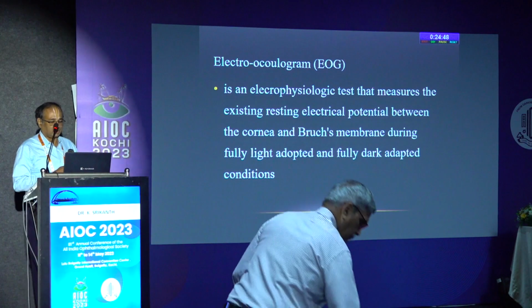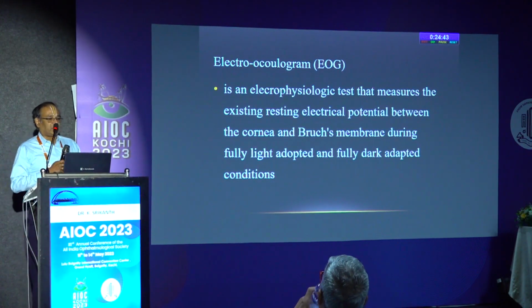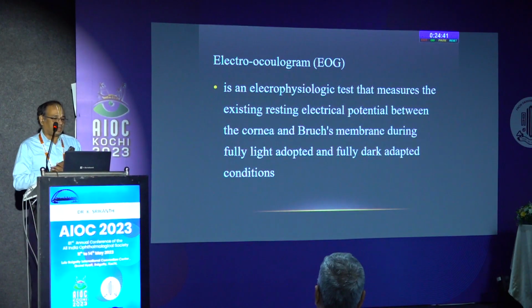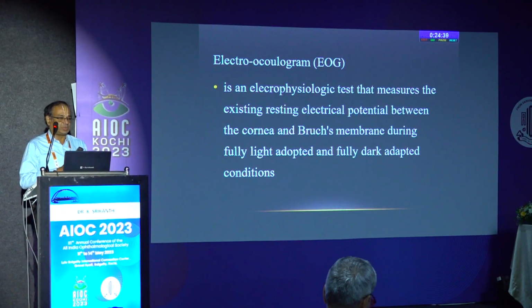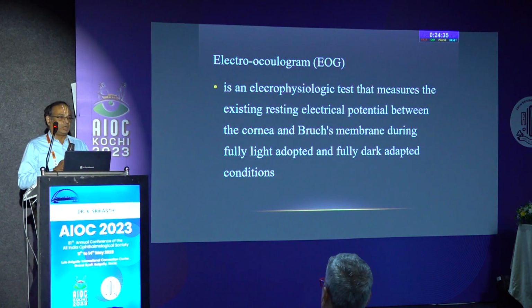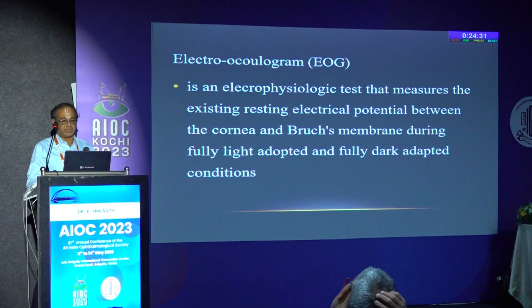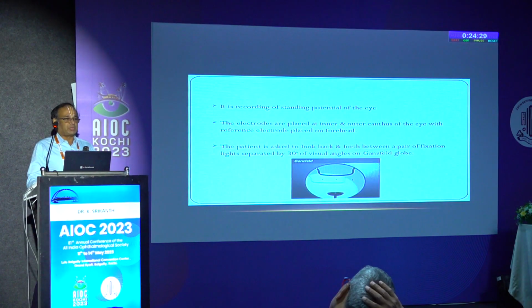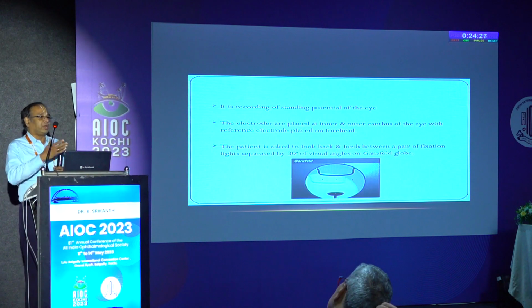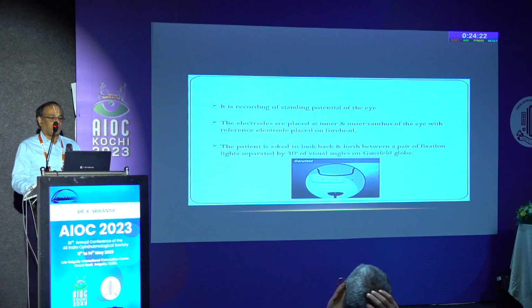So after seeing ERG, we come to another mass response. It is another electrophysiological test that measures the resting potential between the cornea and the Bruch's membrane during the light adapted and also in the fully dark adapted state. So basically we are recording the positive and negative potentials between the anterior and posterior part.